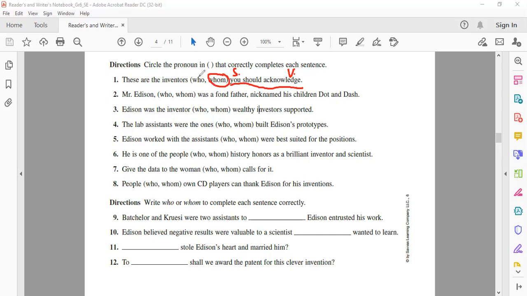Number 2, Wateen. Mr. Edison, who or whom was a fond father, nicknamed his children Dot and Dash. So, who was a fond father? Mr. Edison. But remember, here he put a comma and then a clause, completing the sentence. And he didn't have a subject right here. The subject is mentioned in the other clause. So who was a fond father? Who. Excellent. Because I need a subject for this sentence, which is who.